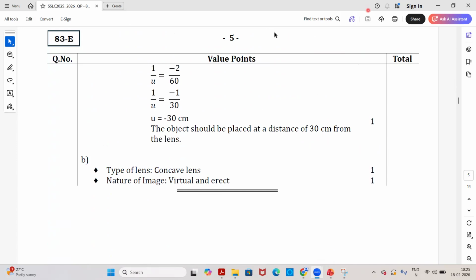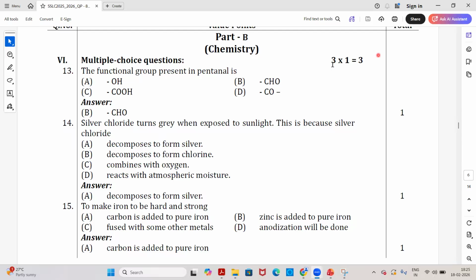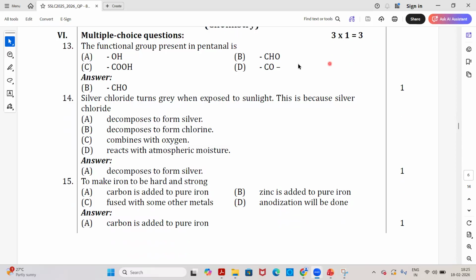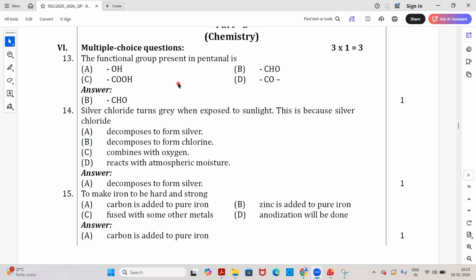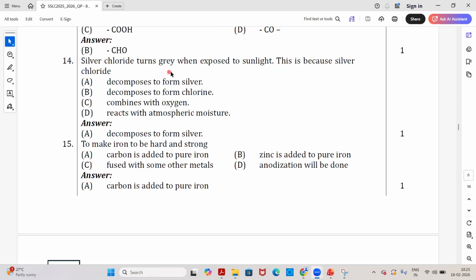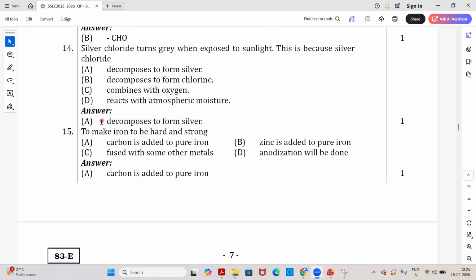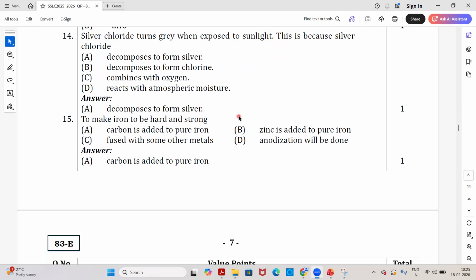Now we will be going to the chemistry section. So let's see there. Part B, chemistry, again multiple choice questions. The functional group present in pineal is option B, CHO. Okay. Next, silver chloride turns gray when exposed to sunlight. This is because silver chloride decomposes to form silver.